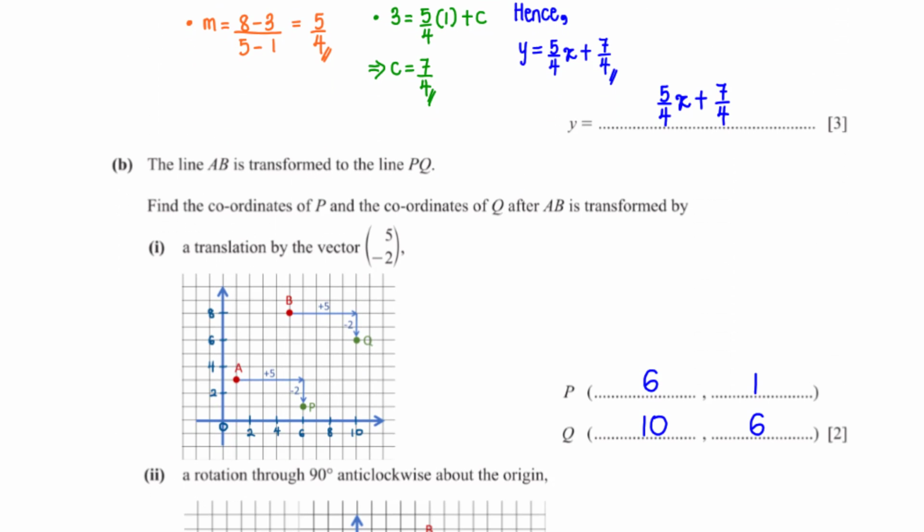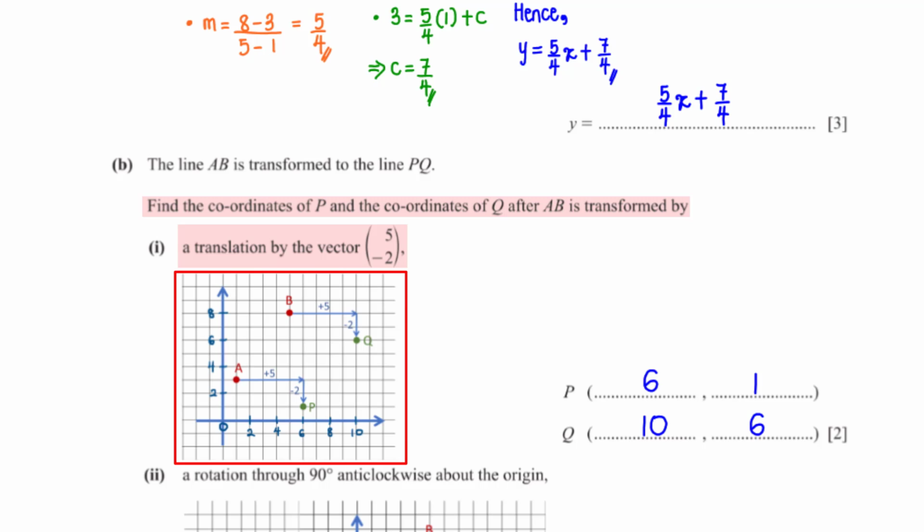The line AB is transformed to the line PQ. Find the coordinates of P and the coordinates of Q after AB is transformed by a translation vector of 5, negative 2. For this transformation, we shift points A and B 5 units to the right and 2 units downwards to get the positions of points P and Q. When we move point A, we get the coordinates of P as 6, 1.